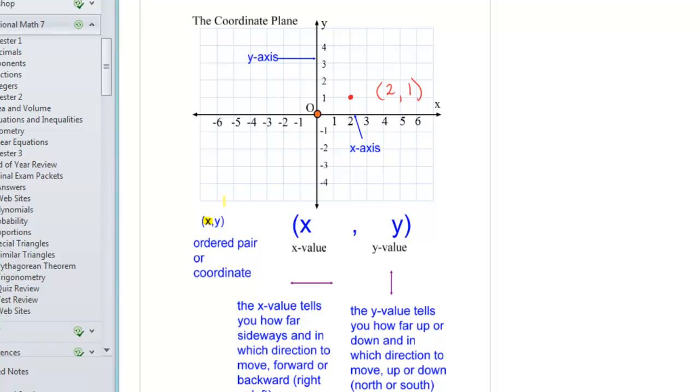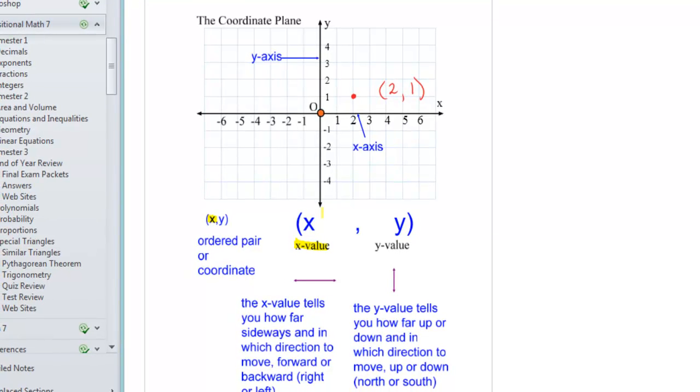The x value will tell you how far sideways you move on your x-axis. It will be positive if you move in the positive direction. It will be negative if you move in the negative direction. Our y value tells you the value on the y-axis. It'll be positive if you move up, and negative if you move down. Our ordered pair is always in alphabetical order. X comes before y, so it's x, y. So for example, in the ordered pair 2, 1, I know that 2 is my x value and 1 is my y value because they're in alphabetical order.